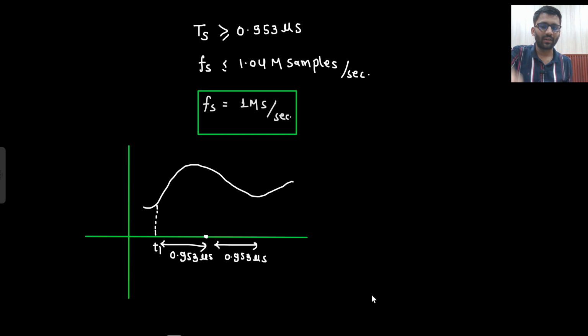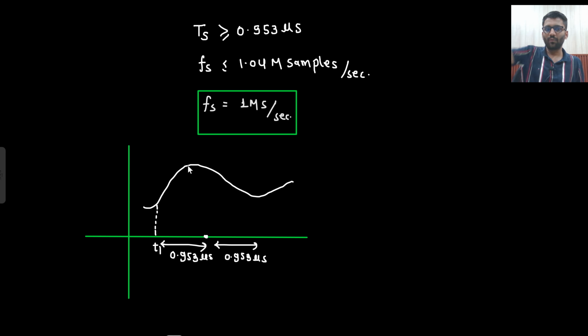Basically, at T equals T1 you have Vin voltage. That would take 0.953 microsecond to reach there, and you will receive a digital output. In the meantime, Vin will also receive another sample. Again 0.953 microsecond it will take and will give the final output. And in the meantime, Vin will receive another voltage. So that process will go on.